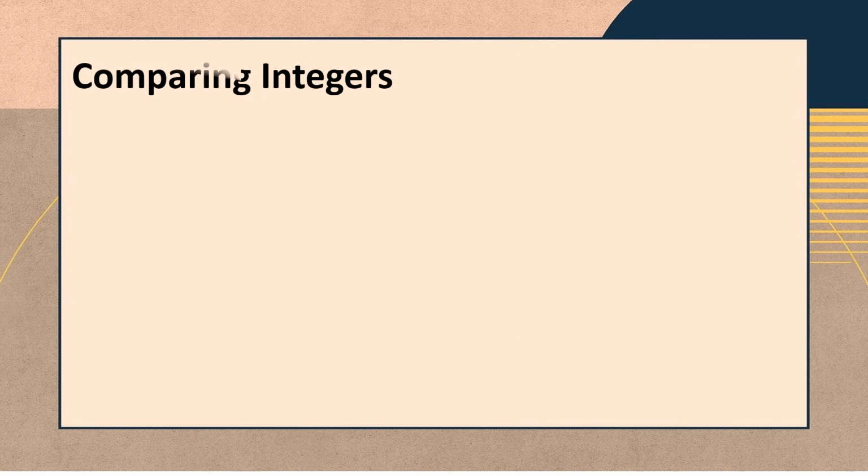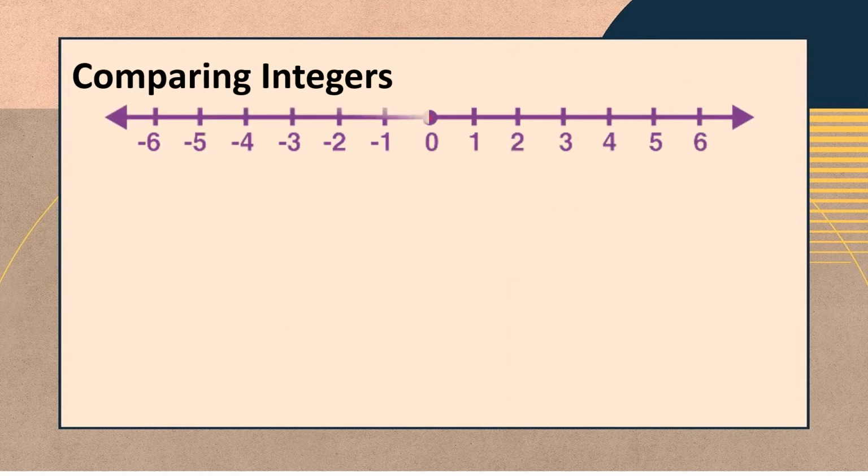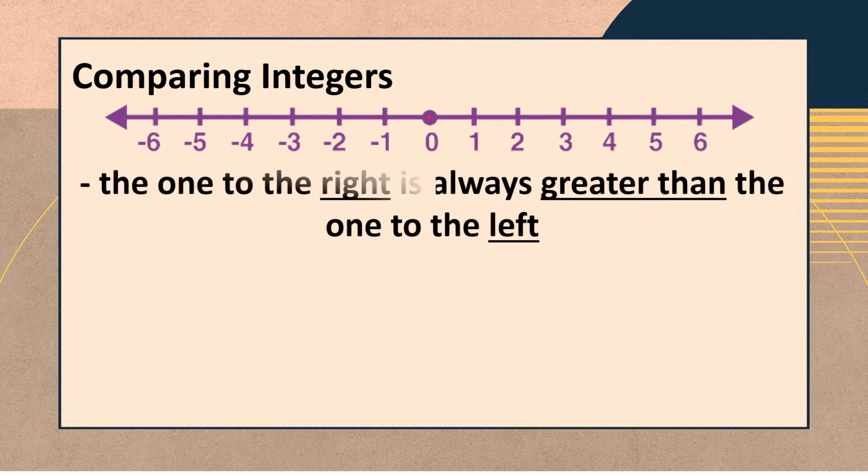Now, let's compare integers. So in the number line, the one to the right is always greater than the one to the left. Example, we have 6 is greater than 1. Of course, 6 is on the right, 1 is on the left. So 6 is greater than 1.